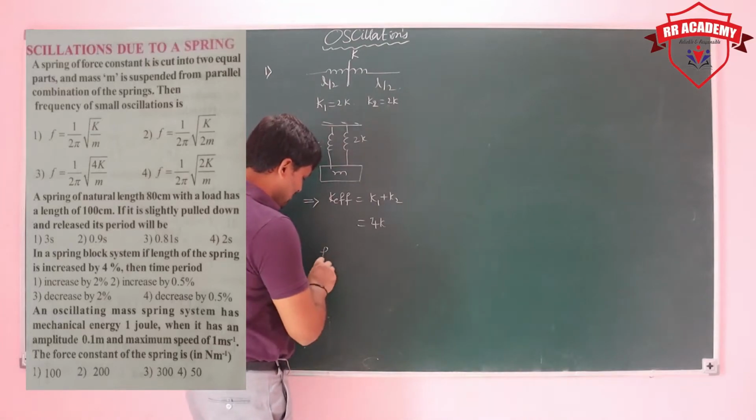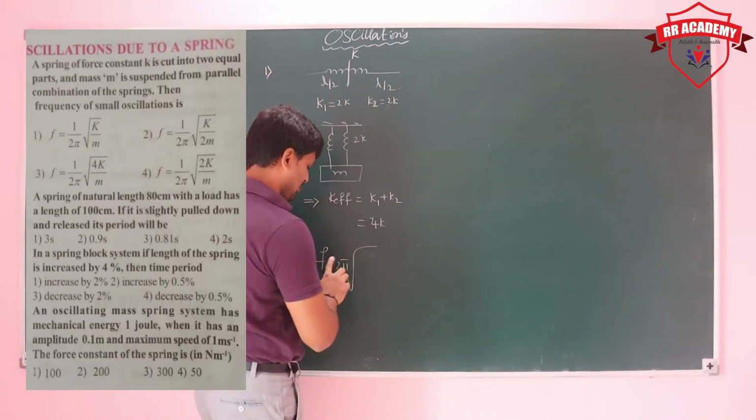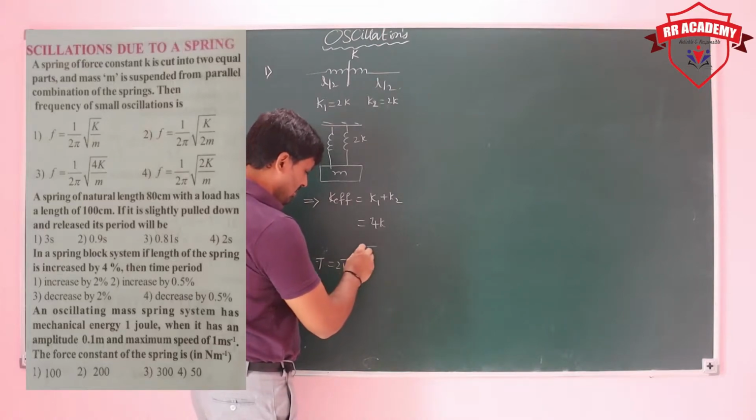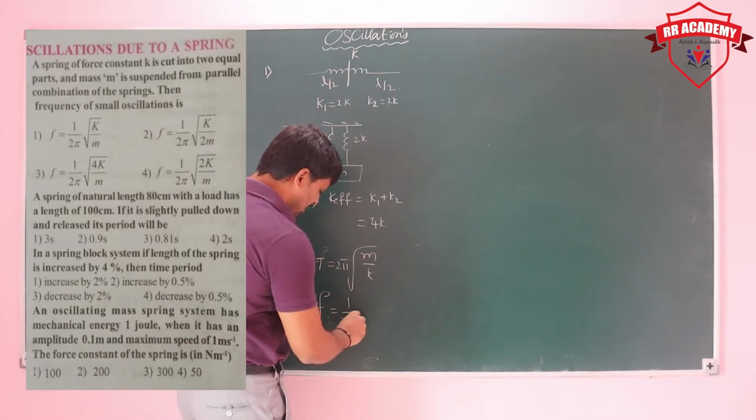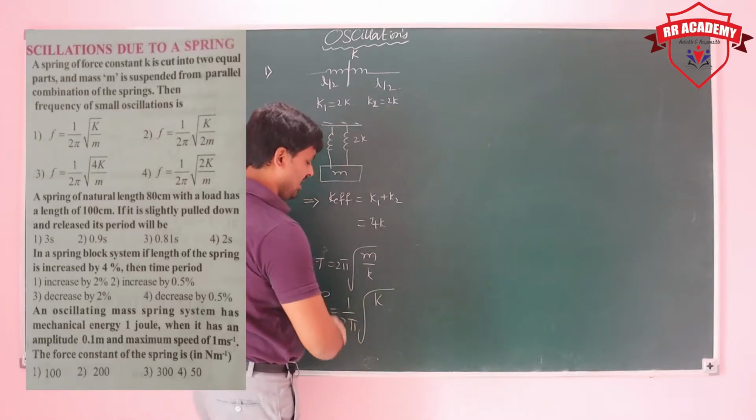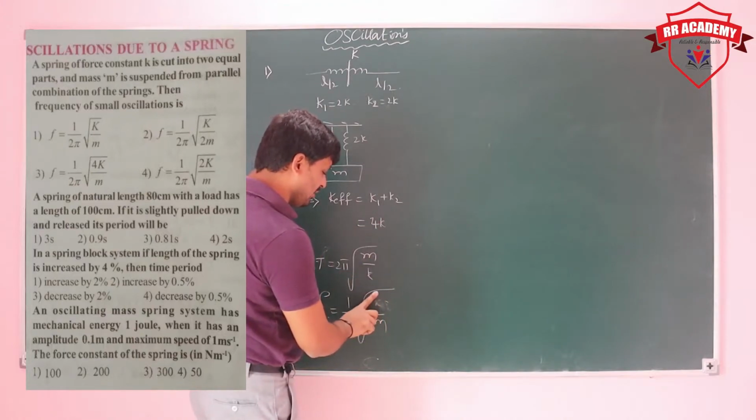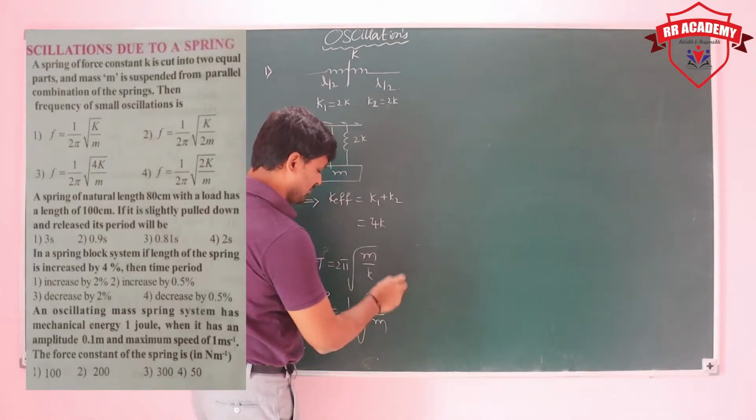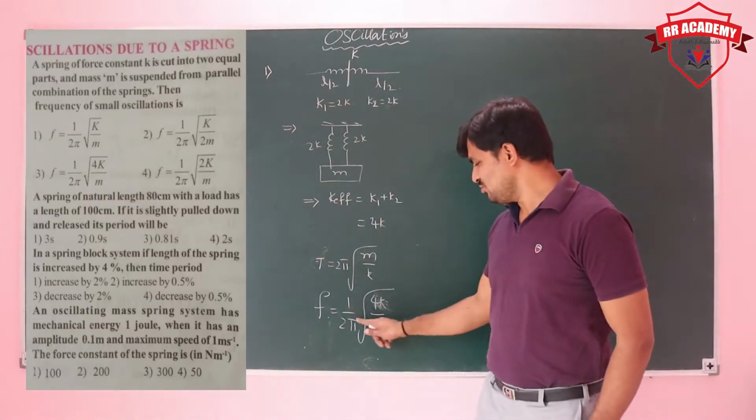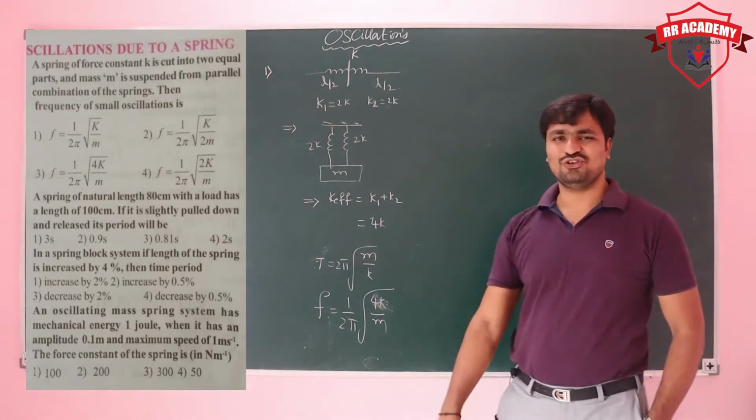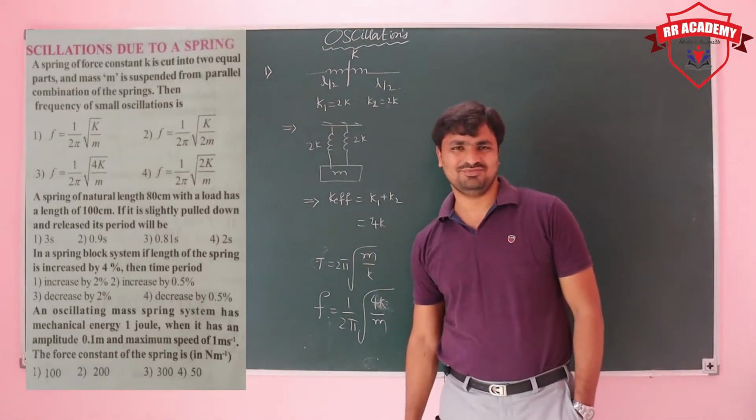The time period of simple harmonic motion is 2 pi into under root M by K, and the frequency is 1 by 2 pi into under root K effective upon M. What is the value of K effective? 4K. Then the frequency is going to be 1 by 2 pi into under root 4K by M. So this is the answer to the question.